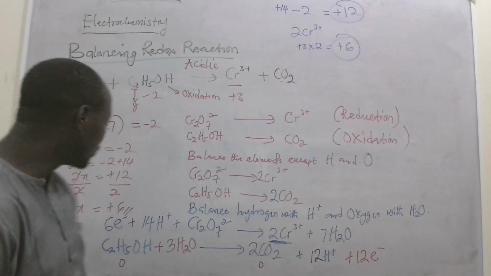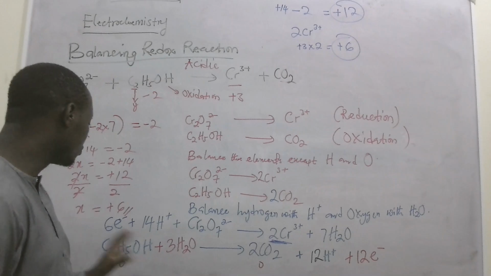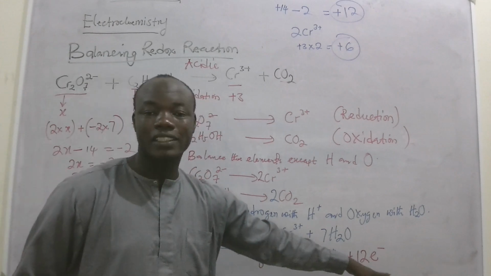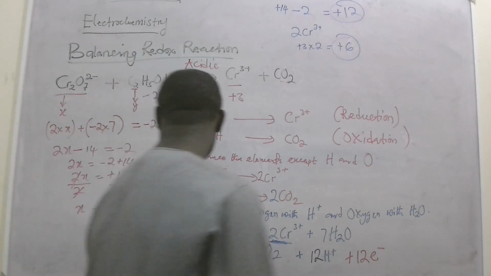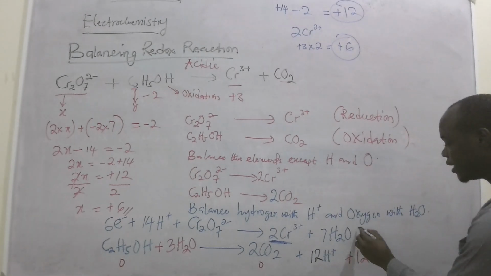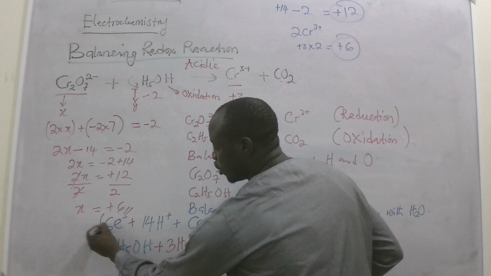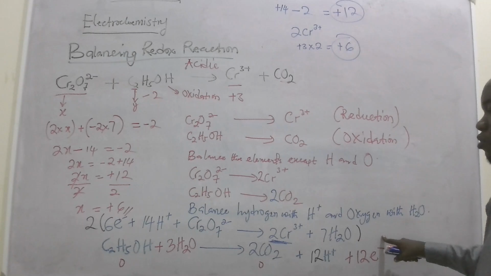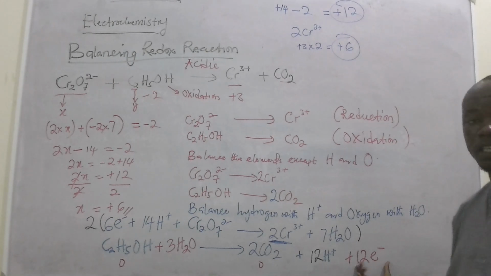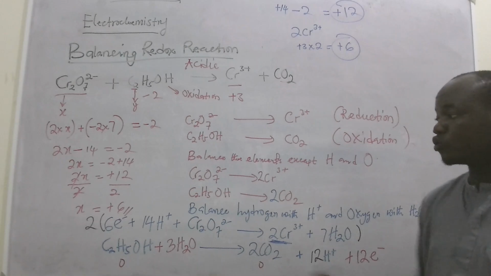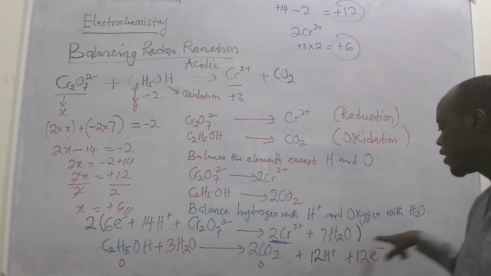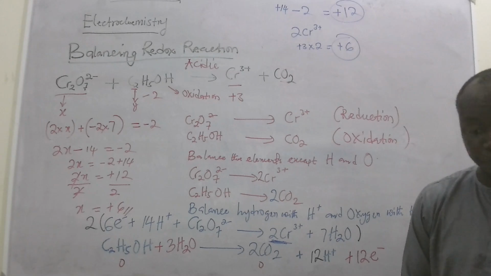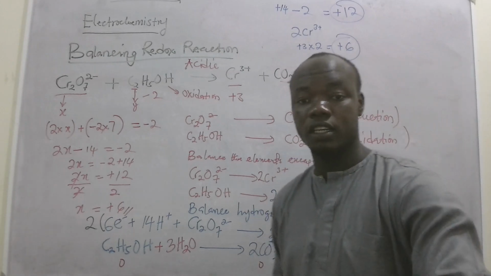So we look for a factor to multiply the reduction reaction by that will give exactly 12 electrons. I think it's simple: if you multiply the whole of this equation by 2, it is going to give you exactly these 12 electrons. This multiplication by 2 will affect everything in the reduction reaction. So let me just clean this.